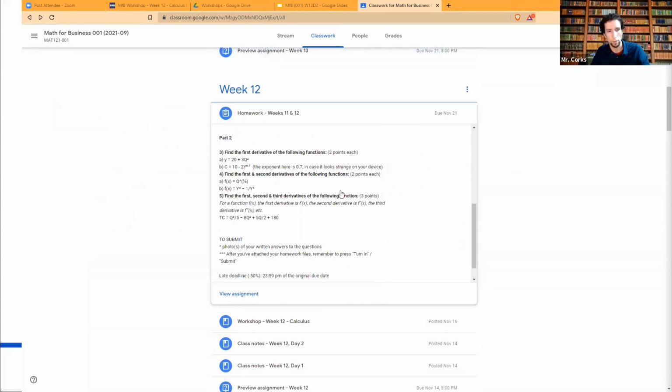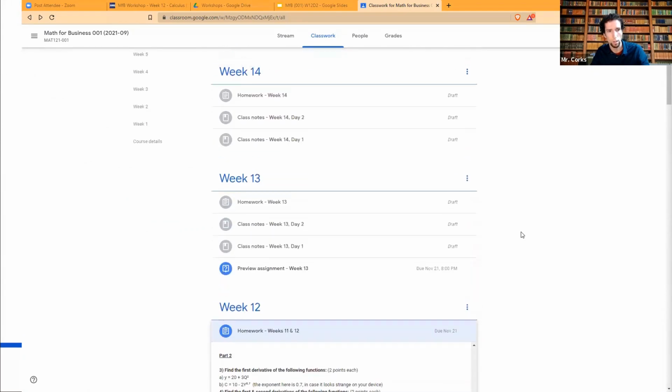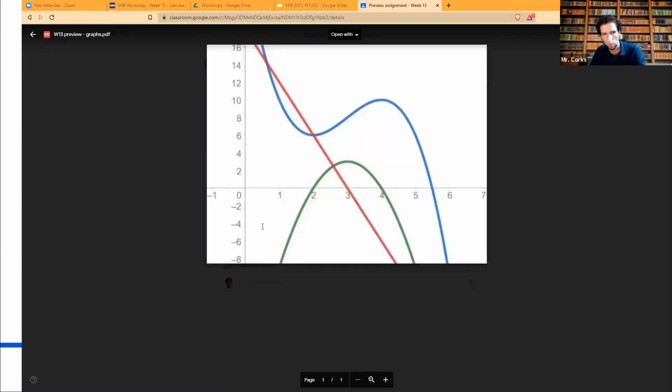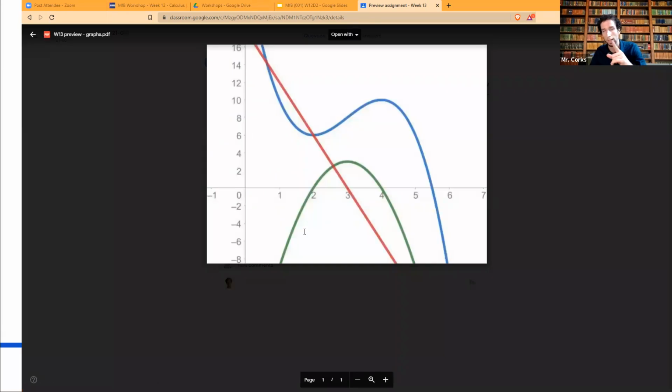Questions 3, 4, 5 on the homework are all about finding derivatives. And the preview assignments, which I mentioned. For this image, we have three different graphs, blue, green, and red. So when the red function is doing certain things, tell me what is true about the green one and the blue one. So where the red's positive, where the red's negative, and where the red is zero. That's exactly what the whole second derivative thing is about.